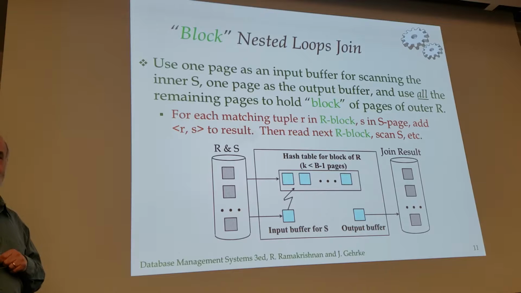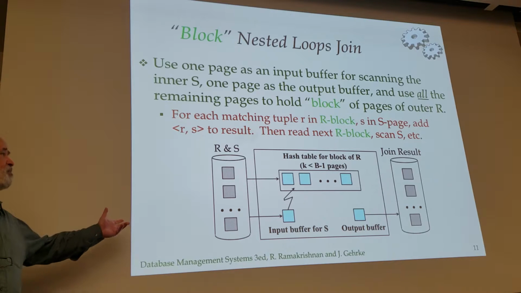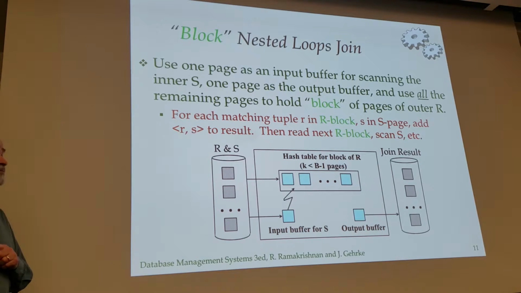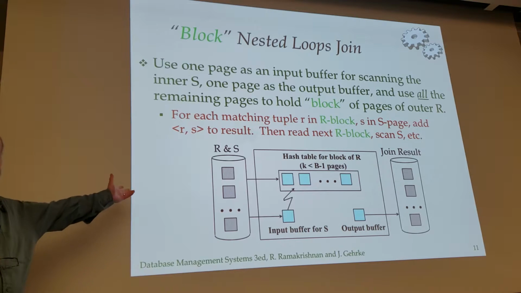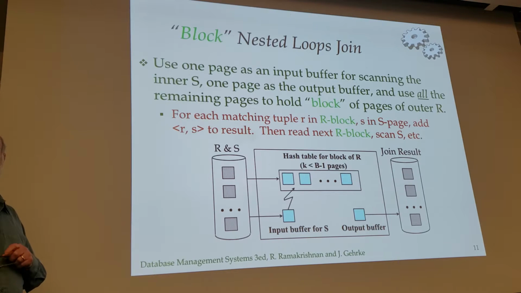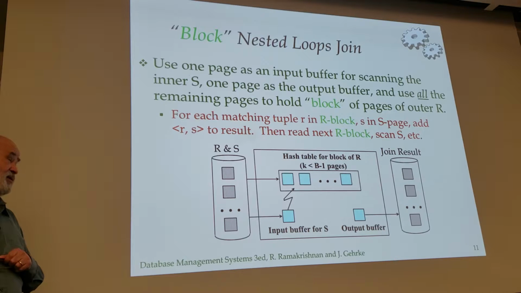But I'm not done yet, because there might be more than B minus 2 blocks inside R. That's fine. I've dealt with a group of B minus 2 blocks that I have inside R. I'll now bring in the next B minus 2 blocks of R. And I'll put them into a hash table the same way, using the same hash function.